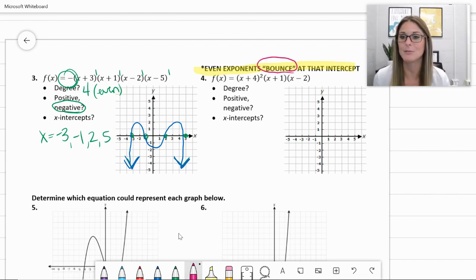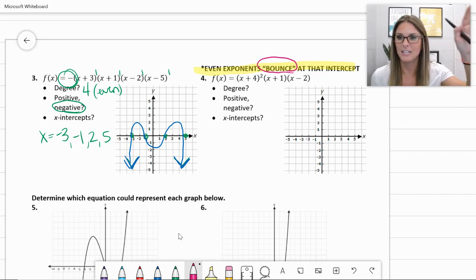Bounce at that intercept. So instead of going through, they're going to kiss, they're going to touch, they're going to turn away, they're going to bounce, whatever you want to call it. They're not going through, but they are going to hit it. So when you look at number 4, we have x plus 4 squared, x plus 1 times x minus 2.